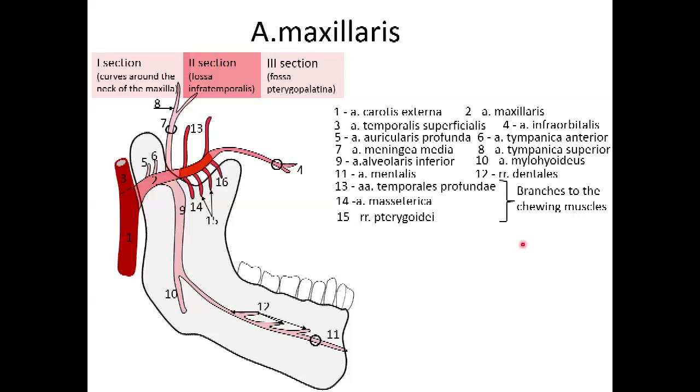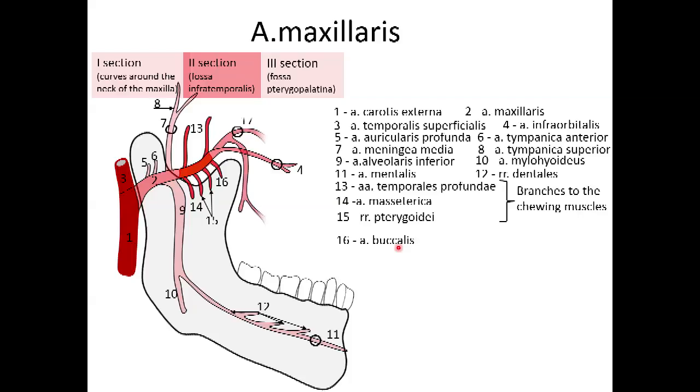And now number 16, a very small vessel, arteria buccalis, for blood supply of the bucca. It's a muscle of facial expression, not a chewing muscle, but it originates in the same second section.